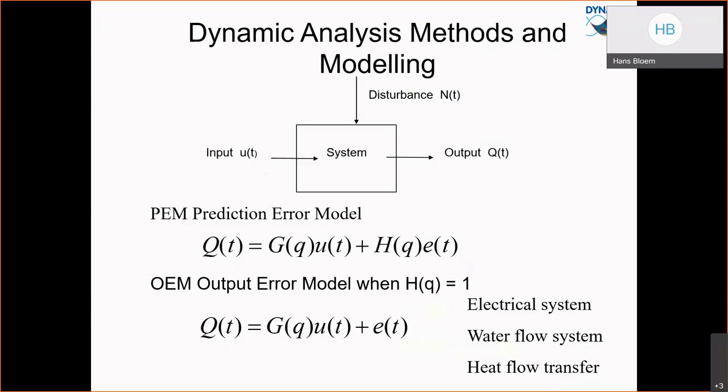And this is quite a general representation. You can apply that to electrical systems, water flow systems, heat flow and transfer systems, etc. This is quite a general way of presenting the analysis method.